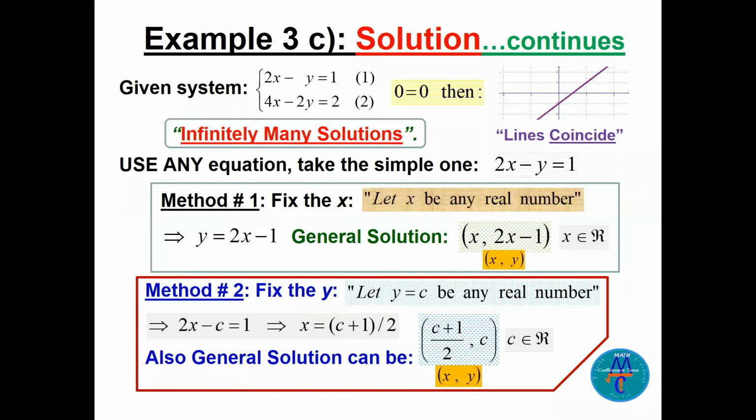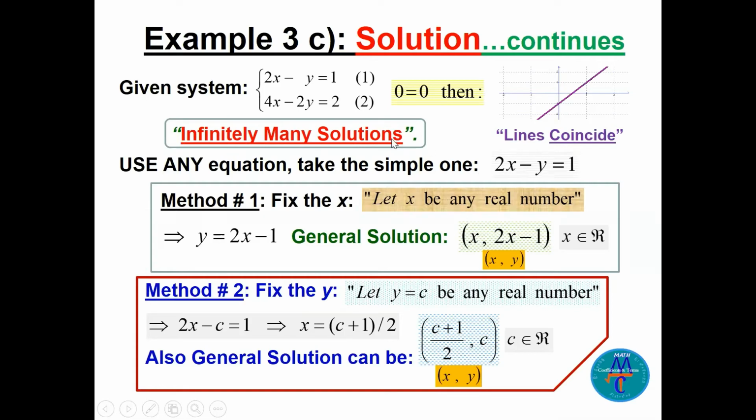So from the last slide, we see that 0 is equal to 0. That means the system has infinitely many solutions. Now for the graph, it means that both lines have the same graph. So we say the lines coincide. Now to find the general solution, use any equation. Usually we take the simple one.